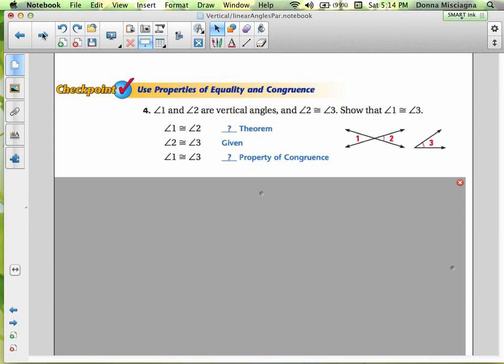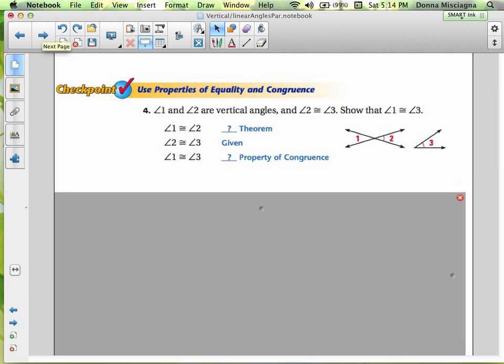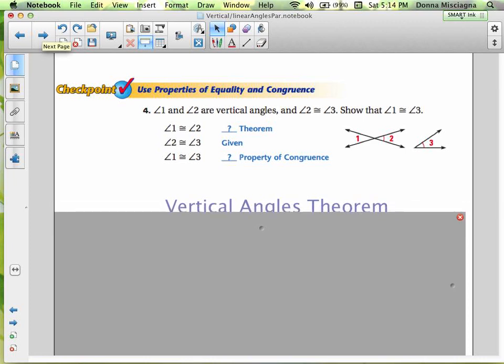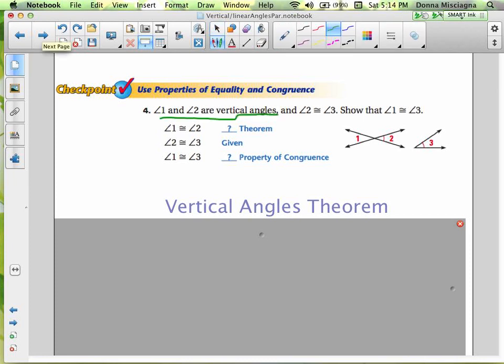So now, angle 1 is congruent to angle 2. Think real hard. Why might I say that's true? What do you think? If you guessed I was going to say vertical angles theorem, you were correct. So angle 1 and angle 2 are congruent because they're vertical angles. Not only do we see that in the diagram, we're also told that right here. And we know from the last lesson and the last podcast that if we have vertical angles, they're always congruent to one another. Angle 2 is congruent to angle 3.